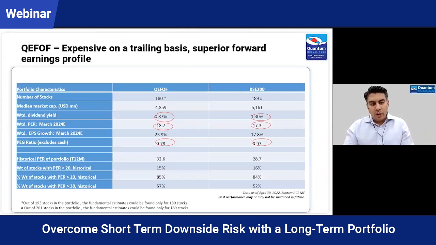Also here, on a trailing basis, it's 32 times versus 28 times for the BSE 200. But if you look at the earnings growth for the portfolio, it is close to 24% growth on a 2-year basis versus only 18% for the index. So on a PEG ratio, which is PE adjusted for growth over the next 2 years, it is 0.78 for the equity fund of funds versus 0.97 for the index. So it's cheaper if you consider the growth that we will see for the next 2 years.